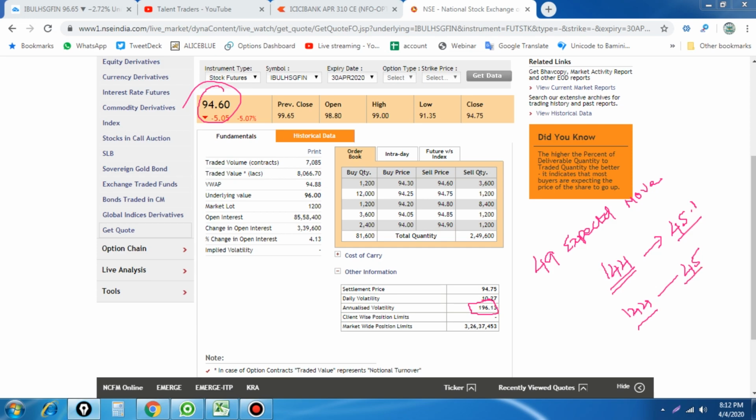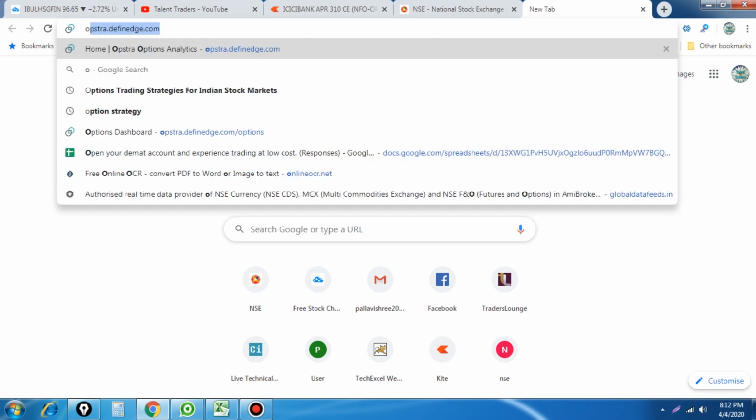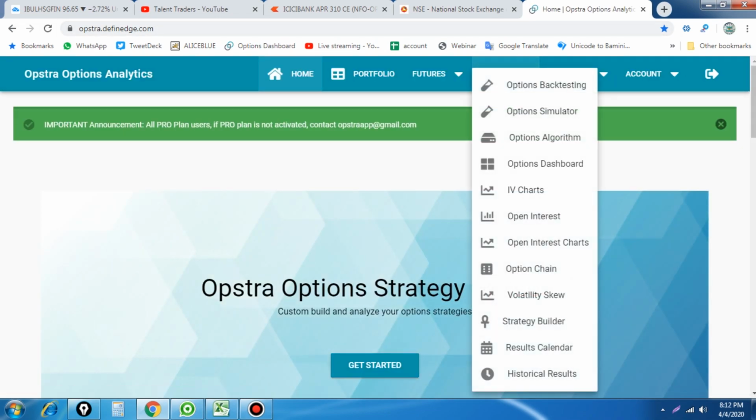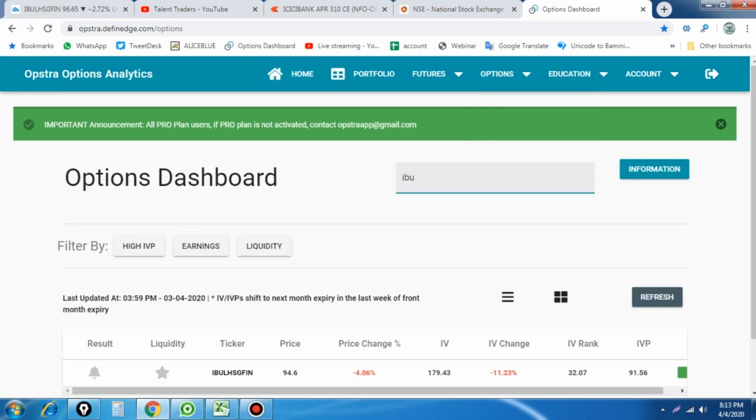So this is based on historical volatility. And what should be the implied volatility? The implied volatility is the volatility expected by the option players. We can easily find that on this website, where you can easily find the IV of the particular stock. So the historical volatility is 196, and the implied volatility is around 179.